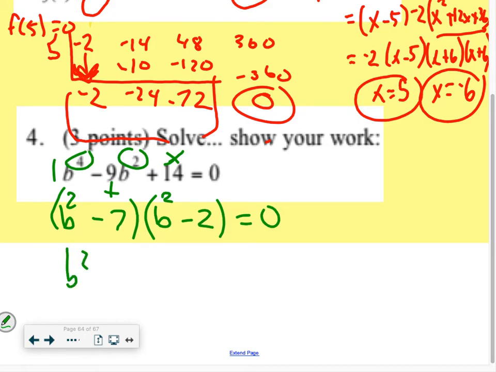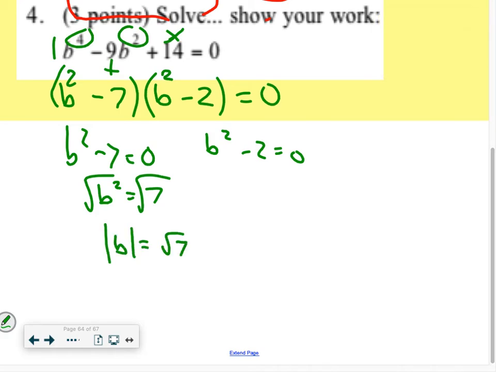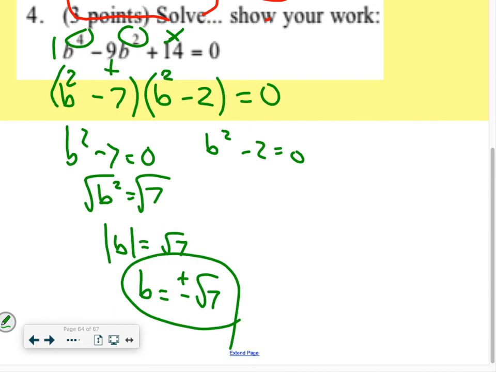So now I can just solve these 2 factors equal to 0. So this b squared minus 7 equals 0. I could just add 7 to both sides and then square root both sides. Square root of b squared is the absolute value of b, which means b could be either positive or negative square root of 7. There's 2 solutions. They're irrational.